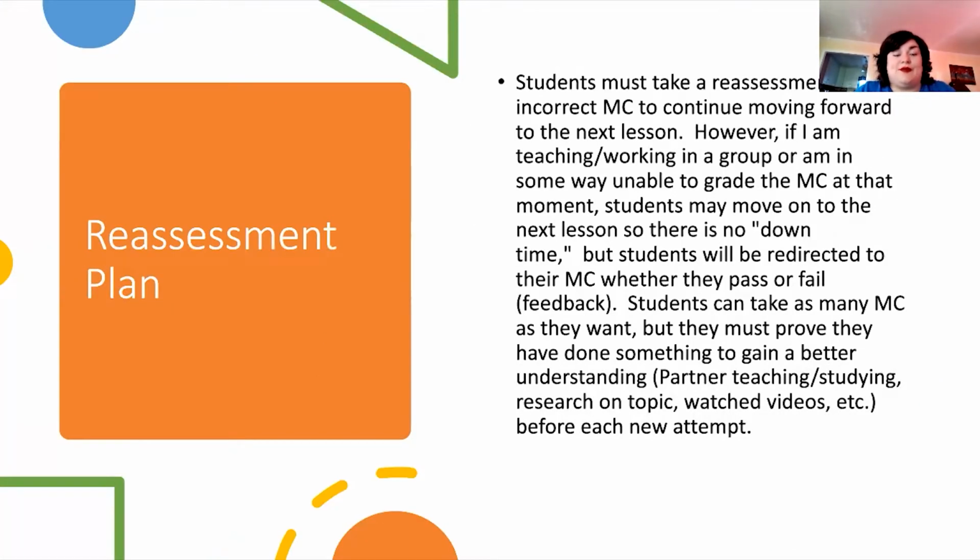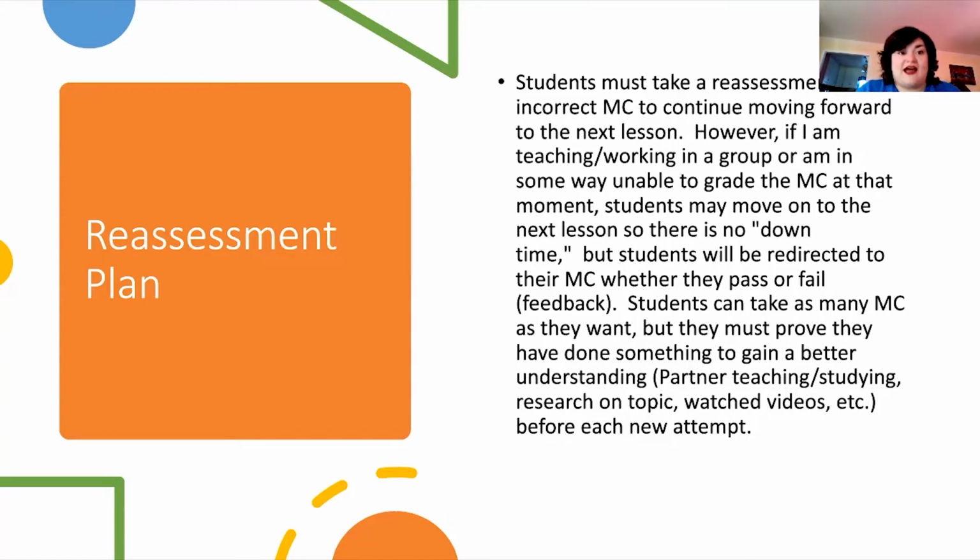So the reassessment plan. On any mastery check that's incorrect, they're going to have to be able to show me they've done some work, and then they are also going to have to explain why they got something wrong, and then also take a new mastery check, okay?